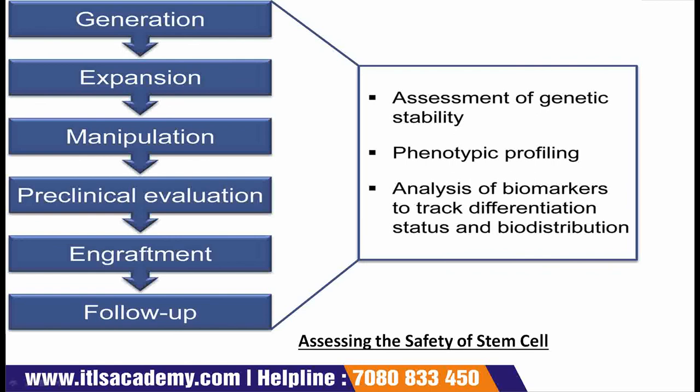Here in this diagram you can see assessing the safety of stem cells. The steps are: first is generation, followed by expansion, expansion further followed by manipulation, and this manipulation further followed by preclinical evaluation. This preclinical evaluation will result in engraftment and follow-up.